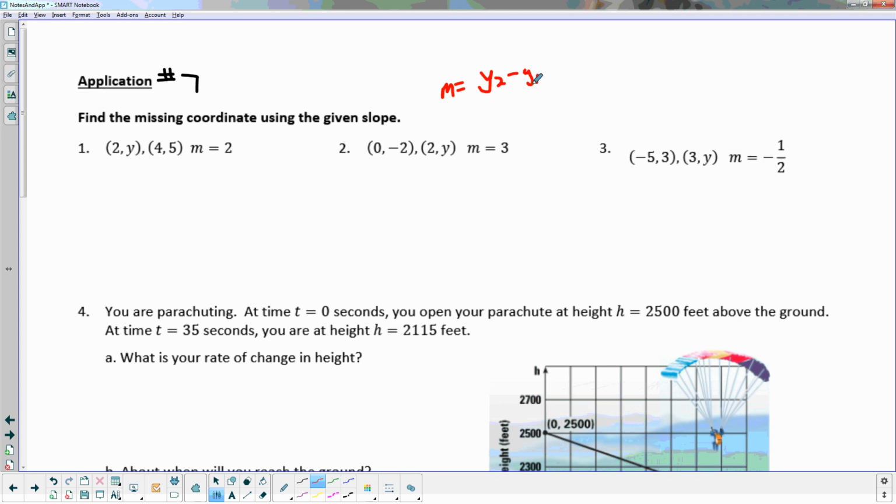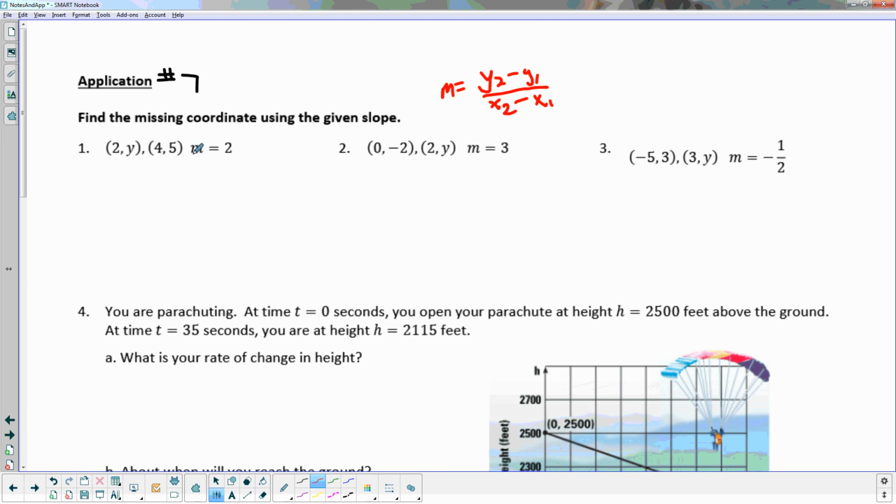So y2 minus y1 over x2 minus x1. And we're going to treat this like we're really starting every problem here like we're finding the slope. But instead of finding the slope, again, they're giving us the slope. So we're going to use that to then find, I think all these are going to be y coordinates that we're going to find. So that's probably going to make life a little bit easier. Okay, so let's go ahead and get started here.